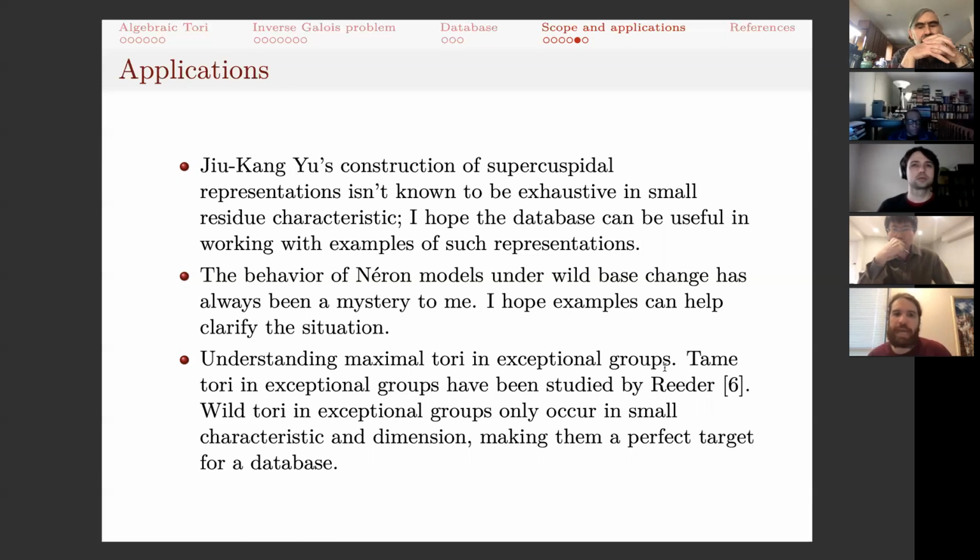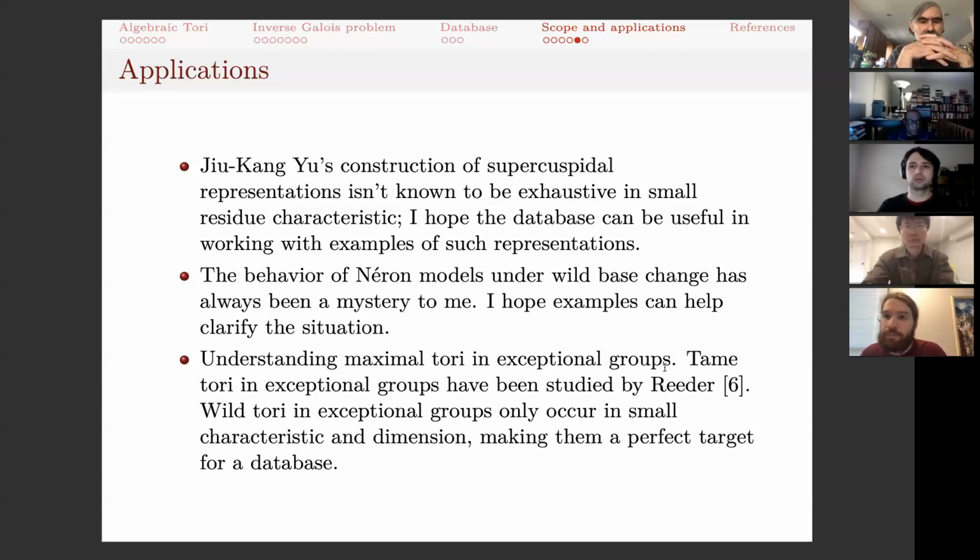I already mentioned the behavior of Néron models under wild base change. Another question that I think would be interesting to look at is what are maximal tori in exceptional groups? So tame tori in exceptional groups have been studied by Reeder, but wild tori in exceptional groups are only going to show up in small characteristic in dimension, right? The dimension is going to be bounded by the rank of your exceptional group, so it's going up to 8.